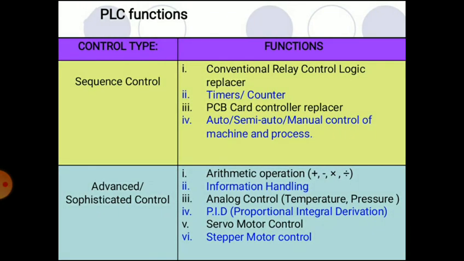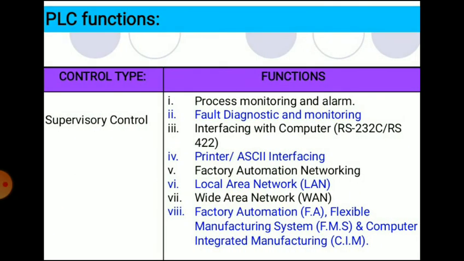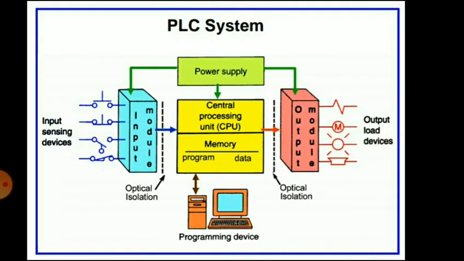Different PLC functions, that is the control types and the functions, are given in this table. The control types are sequence control, then advanced sophisticated control, and supervisory control. And for each control type, we have various functions that are given on the right hand side. That is regarding the PLC functions.